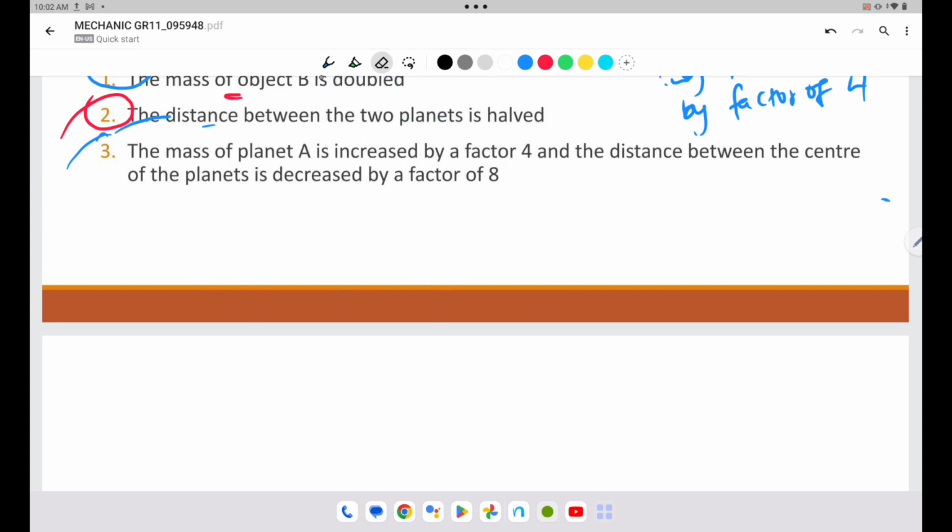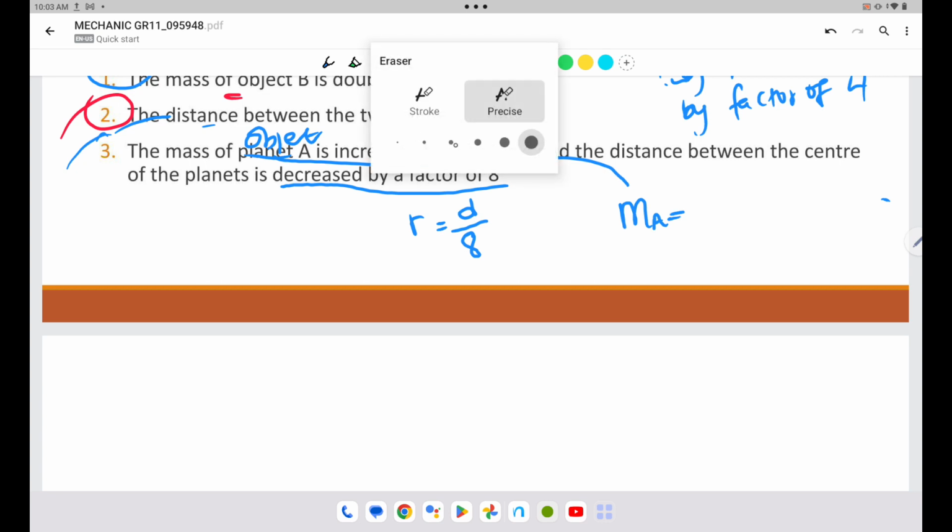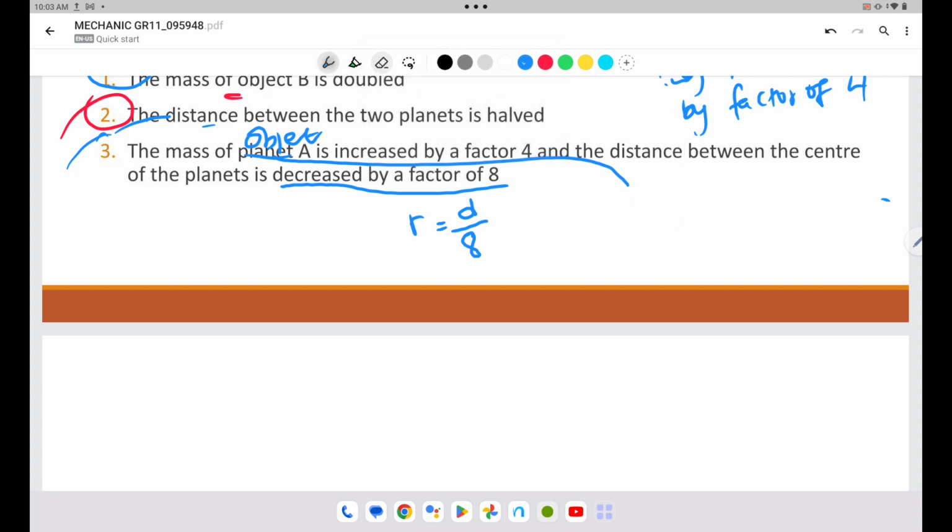So what this part means is the new distance between the centers is, because they're saying decrease by a factor of 8, d divided by 8. And we're being told that the mass of object A is increased by a factor of 4. So the new mass will be 4 times the old mass. When they say increased, you multiply; reduced or decreased, you divide. So the new mass will be 4 times the old mass.